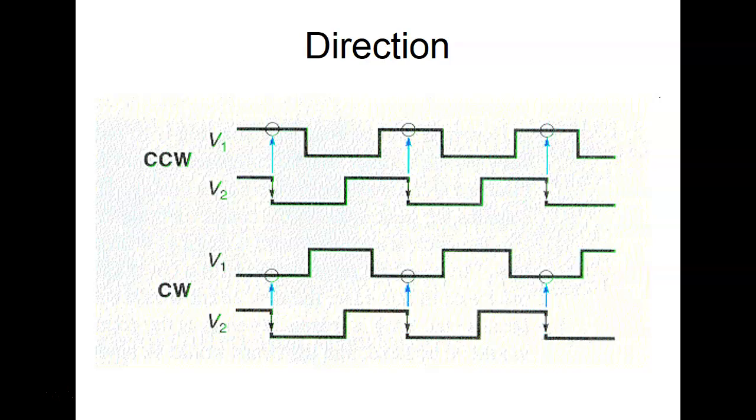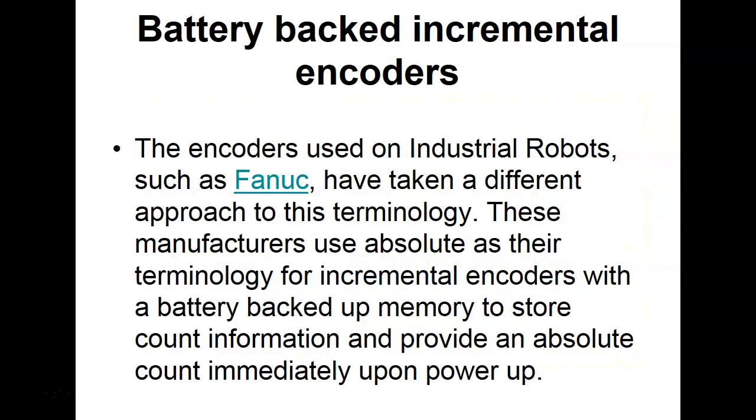So quadrature encoders are incremental encoders, but they have these offset sensors that give us not only position, but we can also sense the direction. This talks about the encoders on a robot. So they call them absolute encoders, but it's a misnomer. They're not absolute encoders, but they appear to be absolute encoders because the counters are part of the encoder.